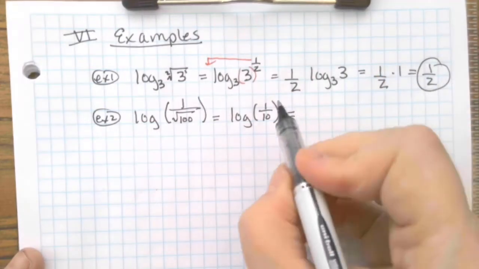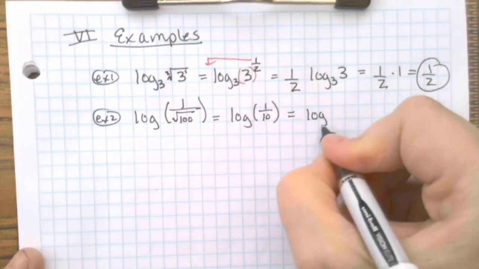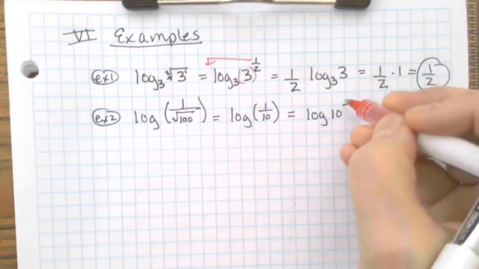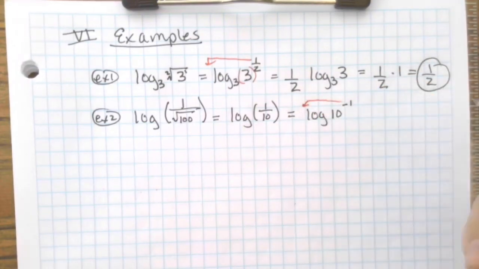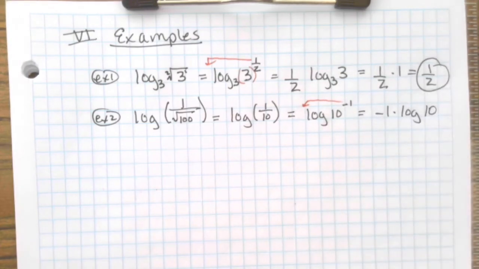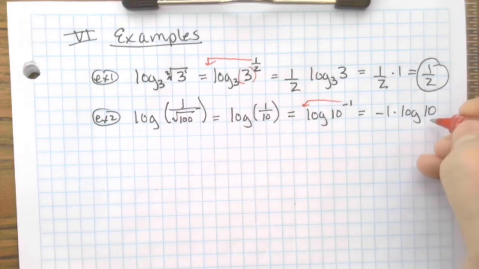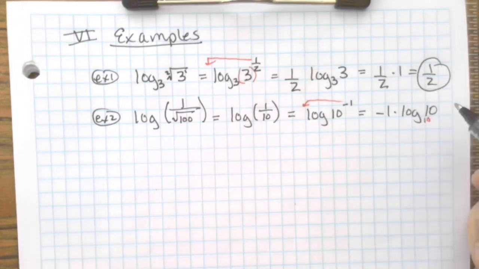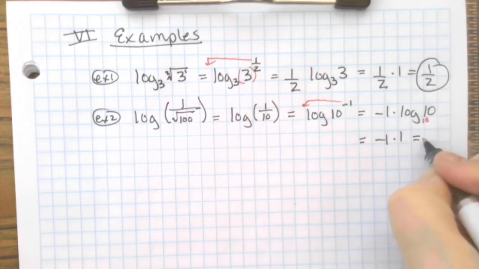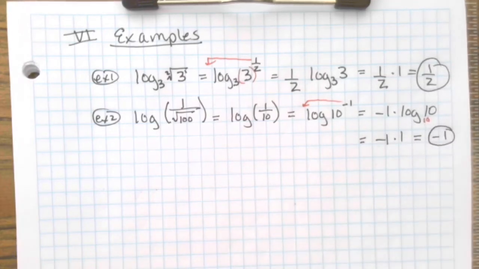What you do want to do though is switch this to exponent form. This is log of 10 to the negative 1. The negative 1 goes in the front. So negative 1 times log of 10. And since log of 10 is a base 10, anytime the base and the argument match, it's a 1. So your answer is negative 1.